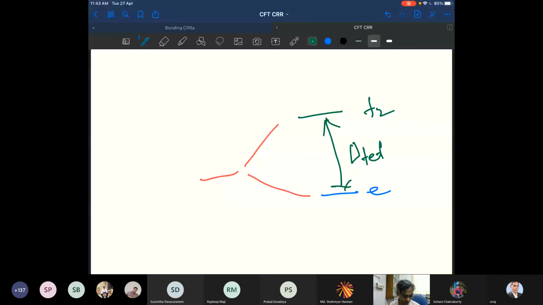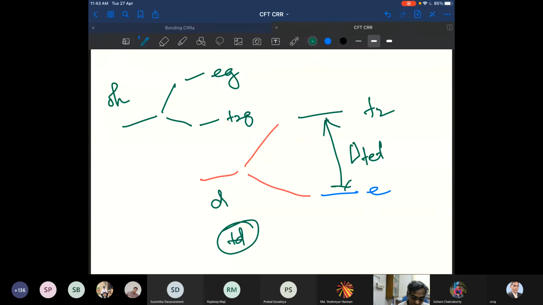Now I want to hear from you. This is the d orbital. In the octahedral field, I split it into two, and here I have the T2g, and here I have the Eg orbitals. This is your octahedral. This is Td, that's tetrahedral.